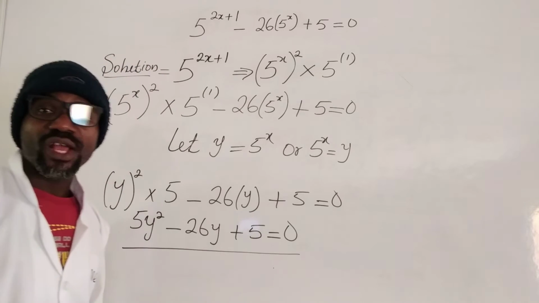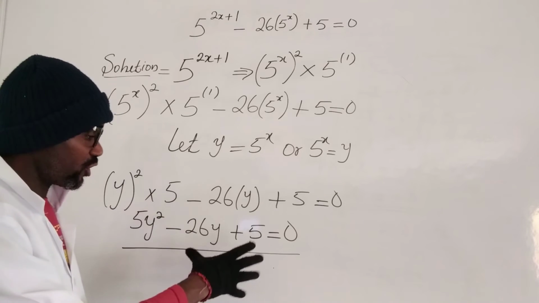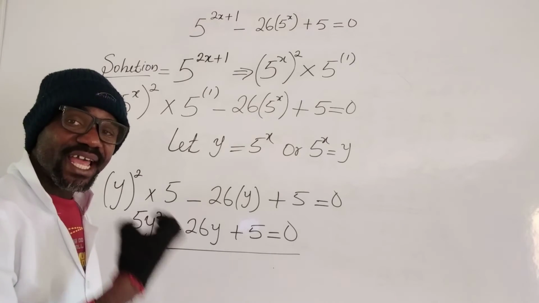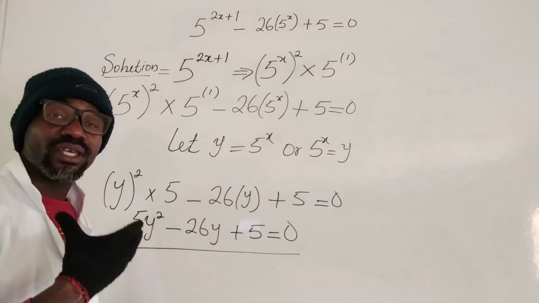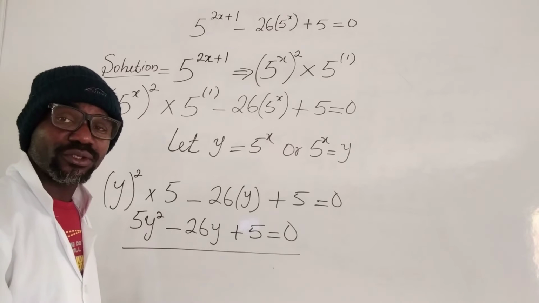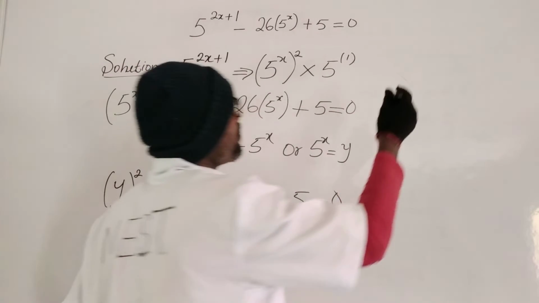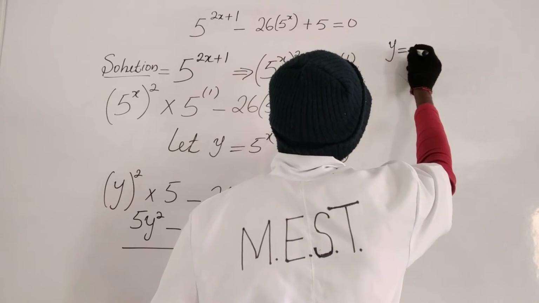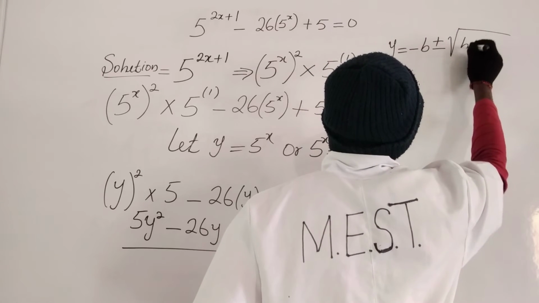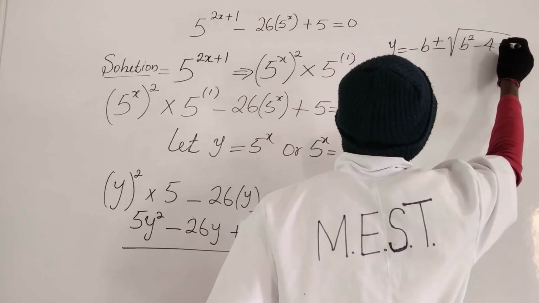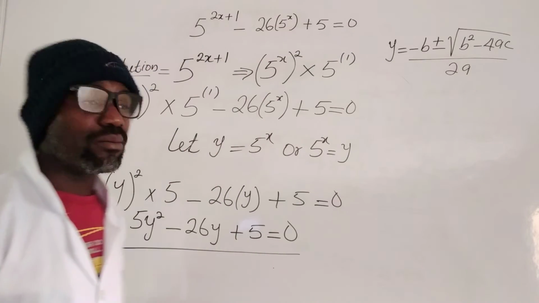At this point, we have succeeded in generating a pure quadratic expression. We are going to solve this by applying one of the quadratic methods. It can be the factorization method, completing the square method, formula method, or even graphical method. So let's apply the formula method. The formula we are going to apply is y is equal to minus b plus or minus the root of b squared minus 4ac, all over 2a. So that is the formula method.